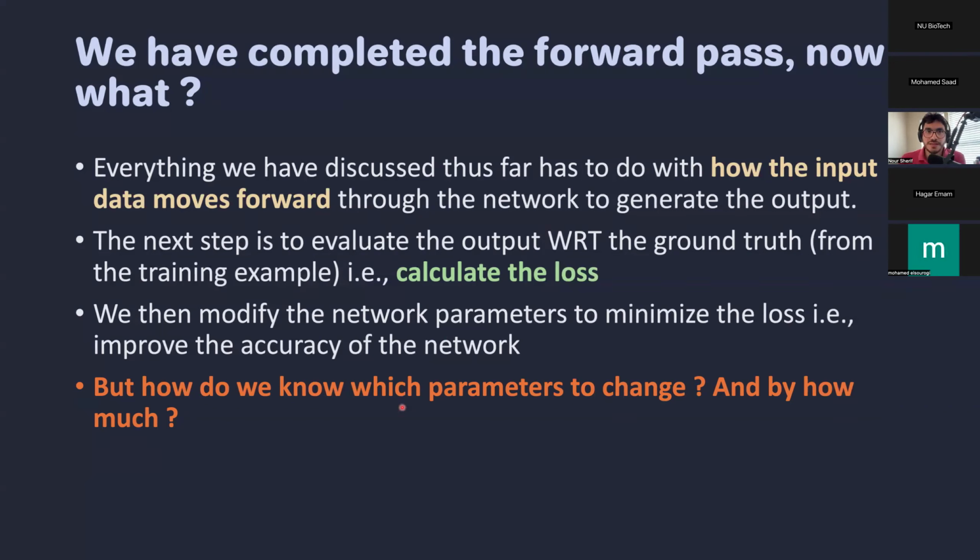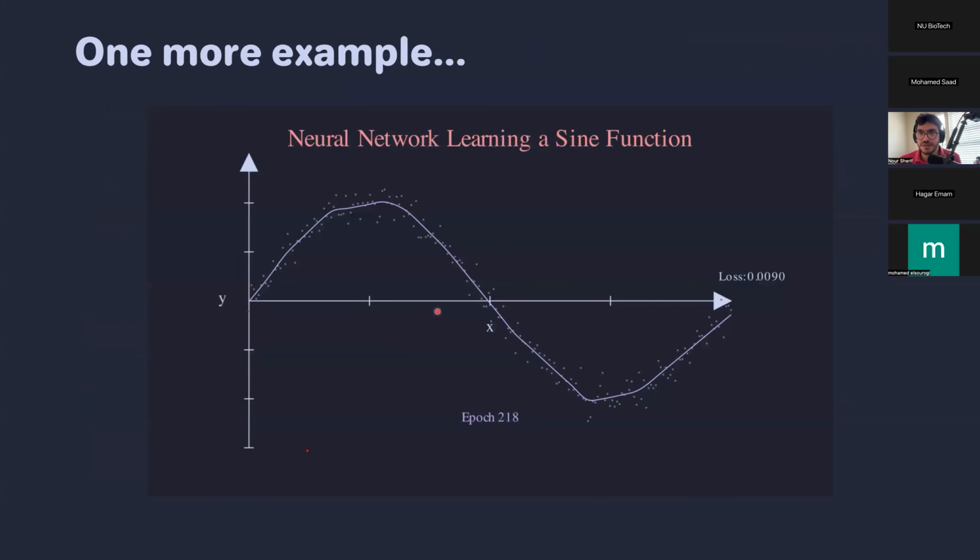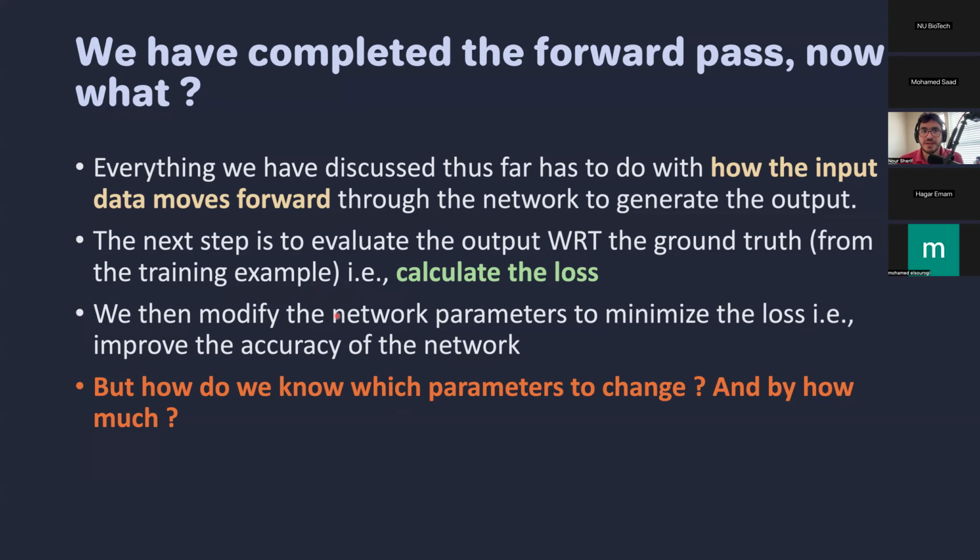And then the process where the network actually learns, this process that you've seen here, going from this straight line to this curve that fits the data, is basically the modification of the parameters, which are the weights and the biases, to minimize that loss. And then the natural question to ask here is, how do we know which parameters to change? And by how much do we actually change them?